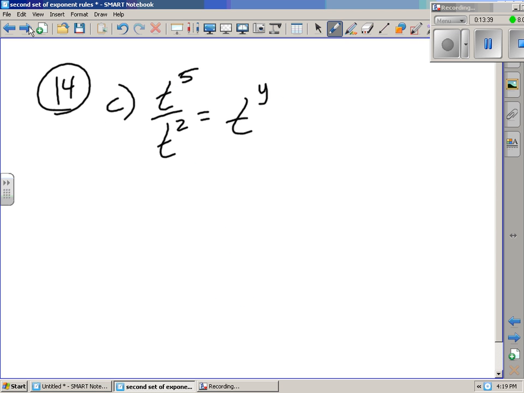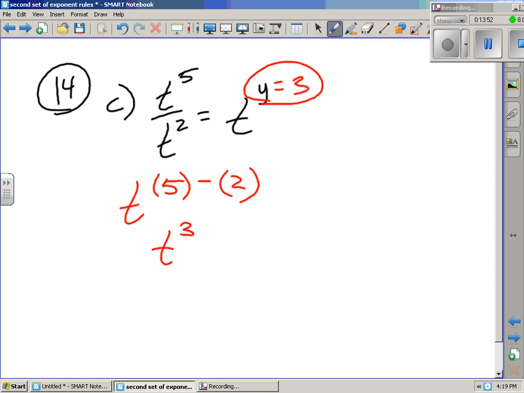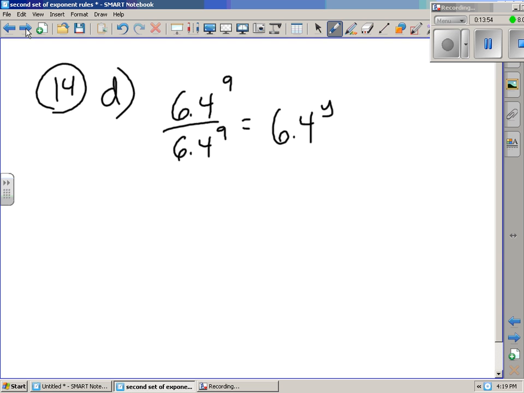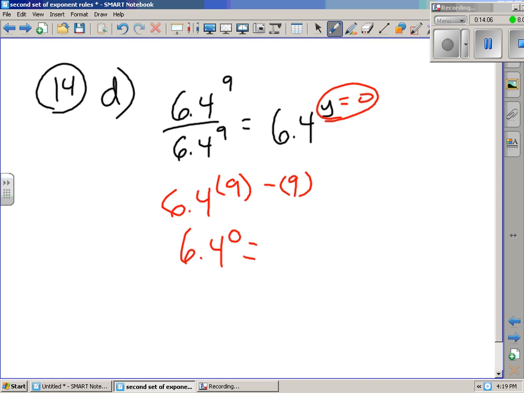14c, bases are the same and you have a fraction. Subtraction better be your action. I want you to write your parentheses, fill them in second, and we get t to the third power, so y equals 3. 14d, when the bases are the same and you have a fraction, subtraction better be your action. So we get 6.4 to the 0th power, so y equals 0, and this whole thing equals 1.